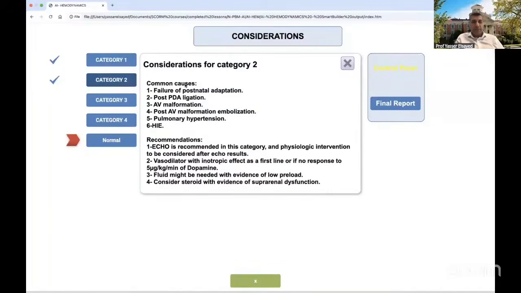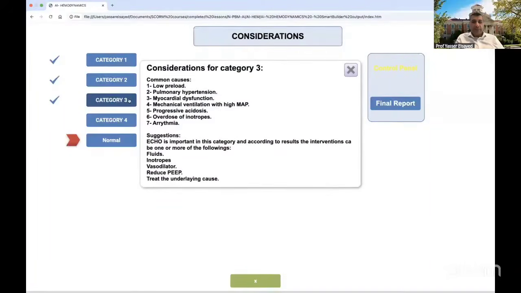Category number 2, when you have vasoconstrictor shock, which could be failure of post-natal transition. It could be dehydration, like in our case that we described, post-TB deligation, AV malformation. Could be pulmonary hypertension. When you have increased pulmonary vascular resistance, you may have in the systemic circulation parallel increased systemic vascular resistance, or could be HIE related because cooling is vasoconstrictor, and that might impact the cardiac output as well.